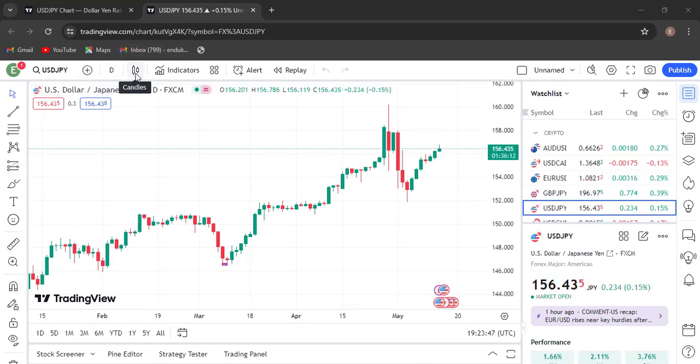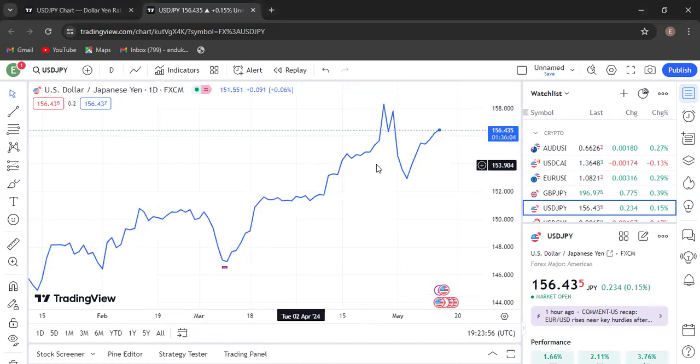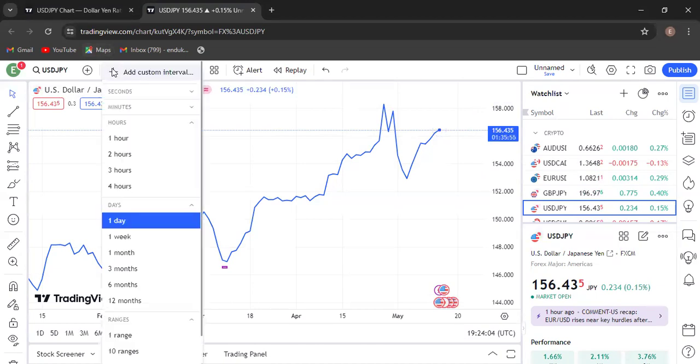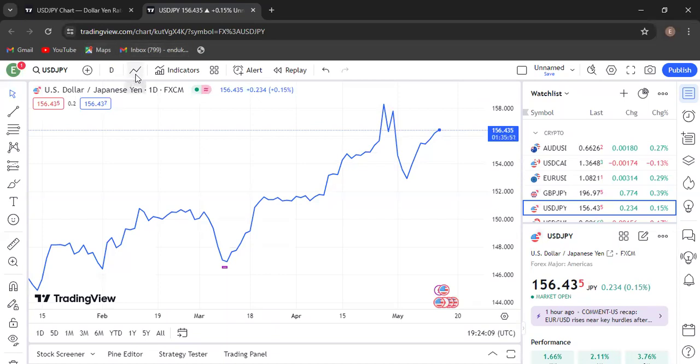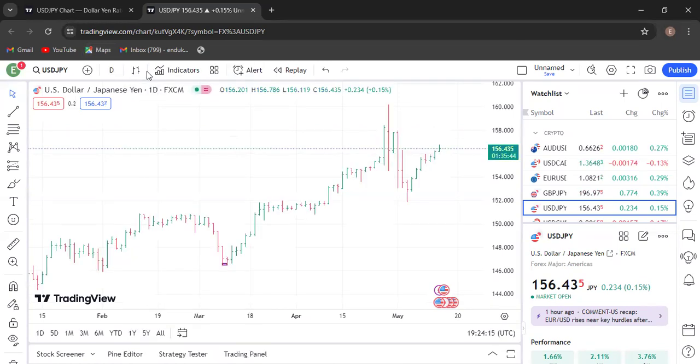This is the candlestick. I can change my chart to a line chart. If I just click on line, my chart has been changed to a line chart. So that is just it. Now, if I want to go back to candlestick, I'll just click on it again and click on candles. Let me see bar. Now this is a bar chart.